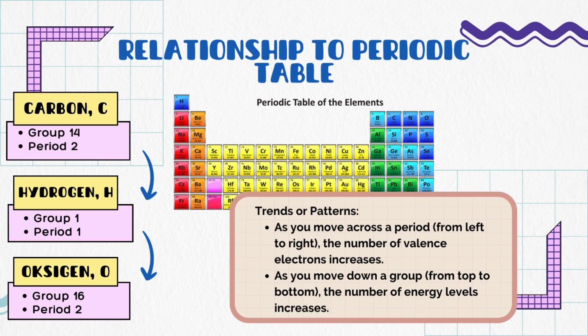So from hydrogen to oxygen, the number of valence electrons increases. Same goes for its group. From hydrogen to oxygen, the number of energy levels increases. So that is all from me.